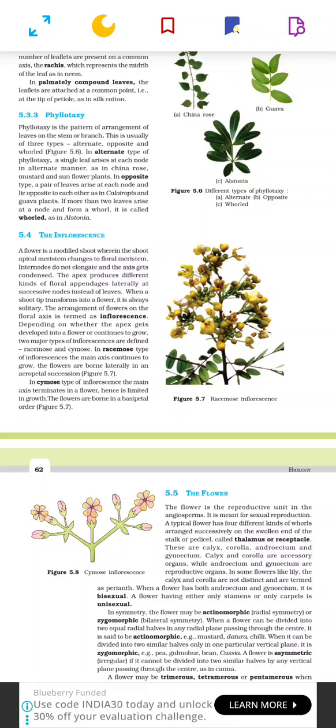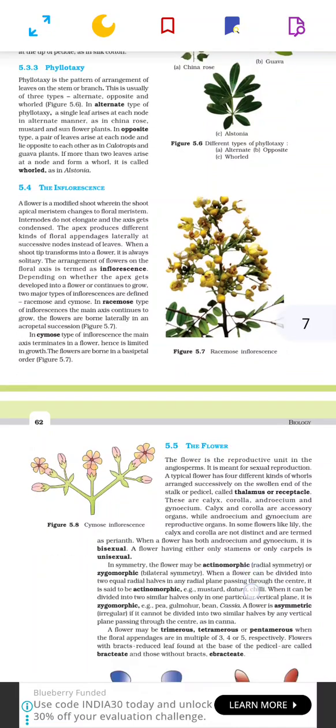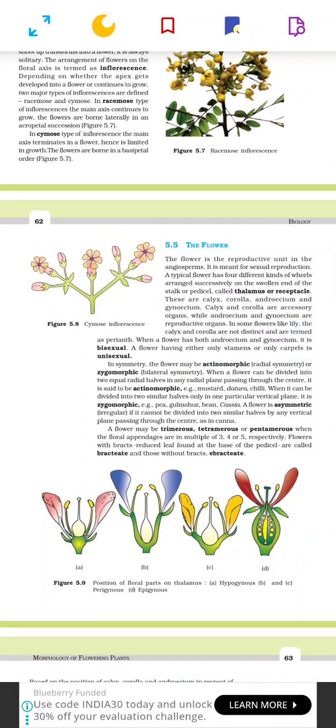In figure 5.7, racemose inflorescence is seen, and cymose inflorescence is shown in figure 5.8. In a racemose inflorescence, we can see the acropetal succession, whereas in cymose inflorescence, we can see the basipetal succession or basipetal order. The flower is the reproductive unit in the angiosperm. It is meant for sexual reproduction.